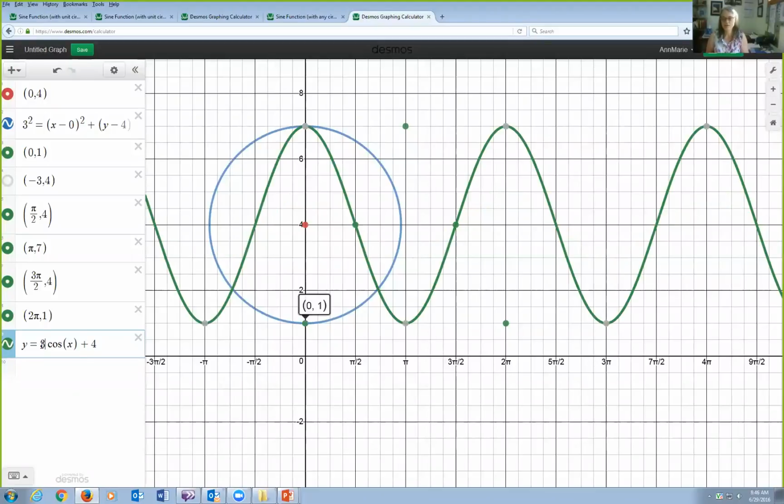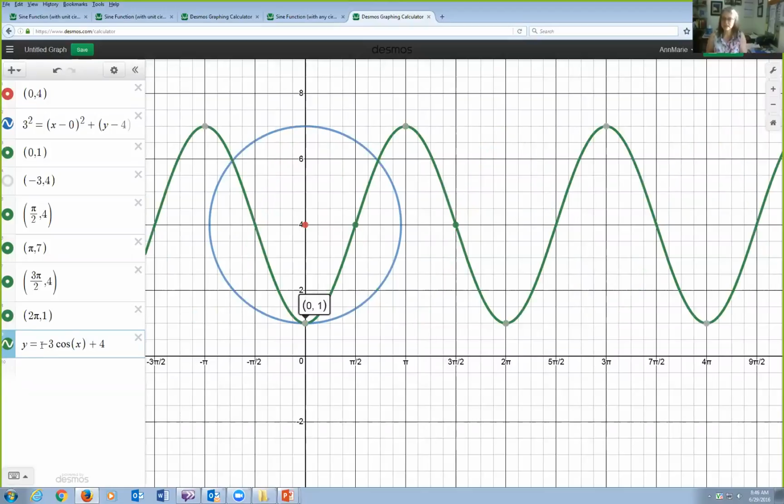Oh, hey, I'm getting close. What do I need to do now? I just need to turn the thing upside down. How do I turn it upside down? I do a vertical reflection, so I make my 3 negative. So we can describe the height of a point that moves around this circle by the function y equals negative 3 cosine x plus 4. I hope that thought process made sense. Work it through and make sure you can duplicate this.